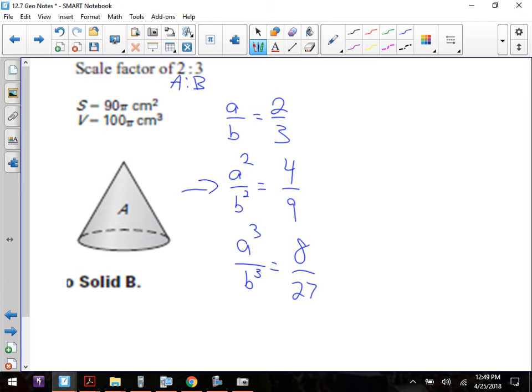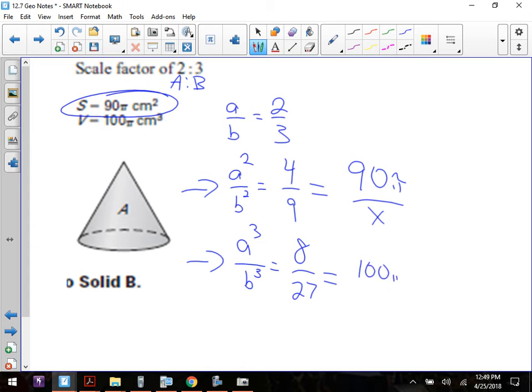So here's your surface area. Here's your volume. These are given to you as A to B. We need to figure out the B surface area. So we have 90 pi over something. And this one would have been 100 pi over something else. And notice it is nothing more than a cross multiply and solve problem.